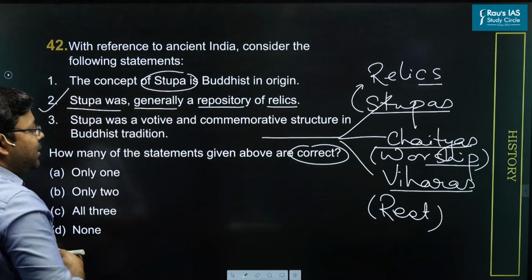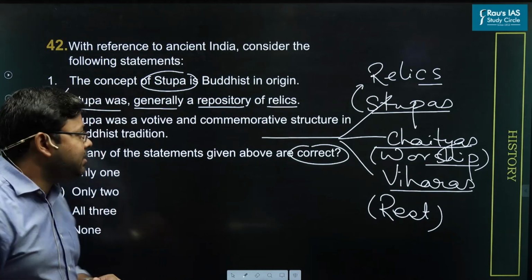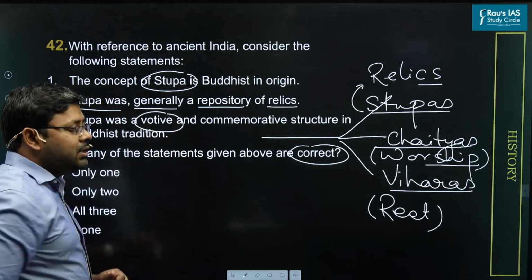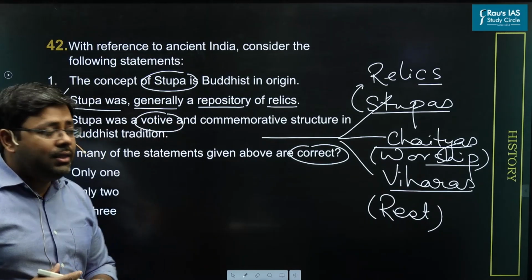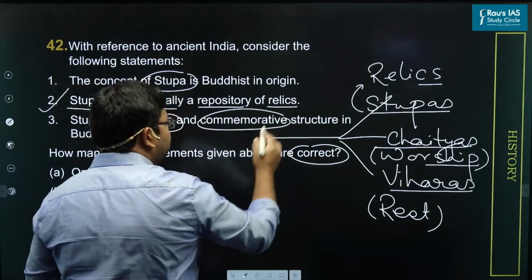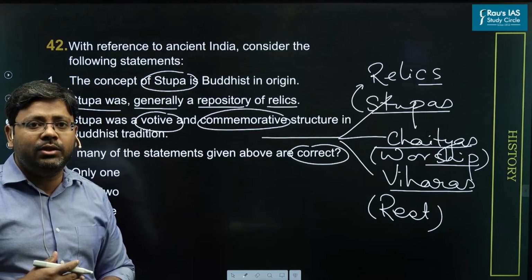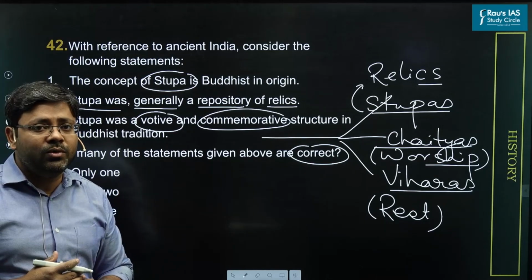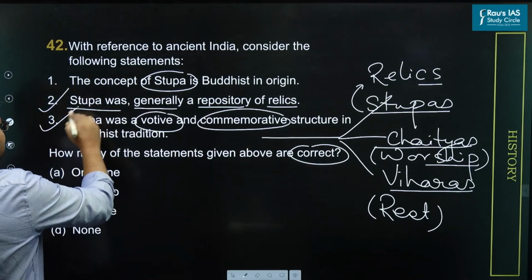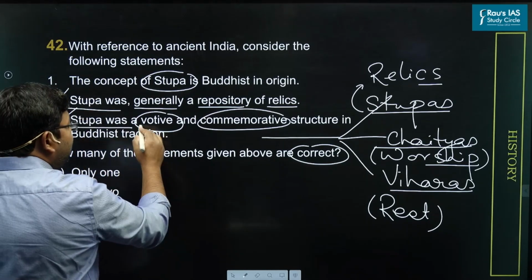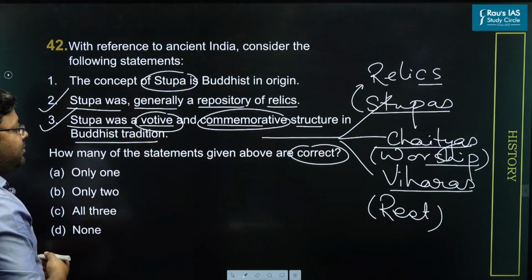The stupas, being very sacred, also emerged as votive structures because there the Buddhist monks would take the sacred vows. Then they were also commemorative structures because most of the stupas were created in memory of Buddha and the great Buddhist monks and the great disciples of Buddha. So the third statement is again correct, that the stupa was a votive and commemorative structure in Buddhist tradition.